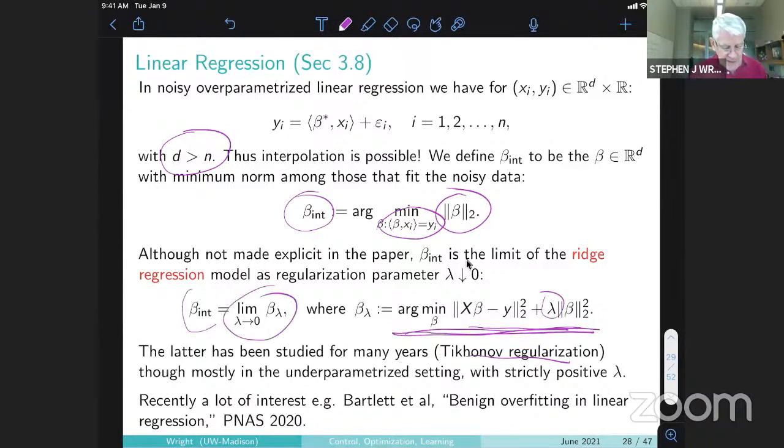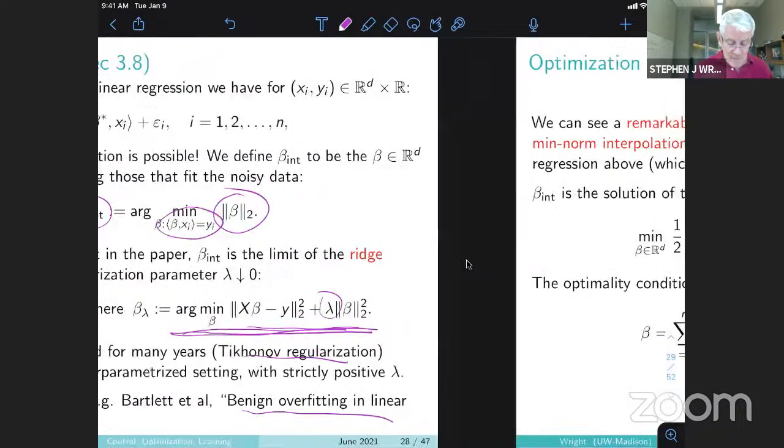If you do that, you'll end up at this interpolating beta. So that's been known for many years, and that's a simple exercise in linear algebra. In fact, people in machine learning have gone back to looking hard at this problem. There's a paper in the Proceedings of the National Academy by Peter Bartlett and co-authors that examines exactly this problem and makes the point that having too many parameters is not necessarily a bad thing.